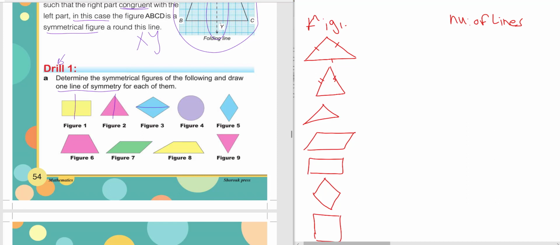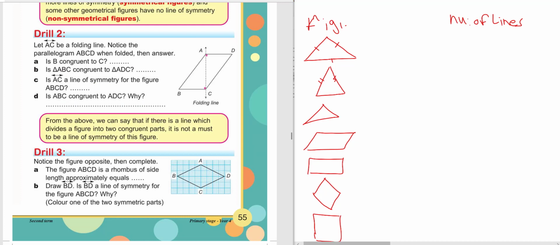Figure 4 symmetrical, and this is the line of symmetry. Figure 5 symmetrical, and this is the line of symmetry. Figure 6 symmetrical, and this is the line of symmetry. Figure 7 not symmetrical, there is no line of symmetry. Figure 8 not symmetrical, there are no lines of symmetry. Figure 9 is symmetrical, and this is the line of symmetry.